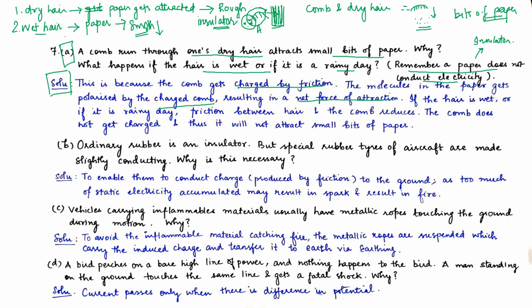Okay, so moving to the next one, subpart B. Ordinary rubber is an insulator, but special rubber tires of aircraft are made slightly conducting. Why is this necessary? So first thing we need to know is what an aircraft is. Aircraft are the airplanes, helicopters and other rockets, everything you see which flies, right?